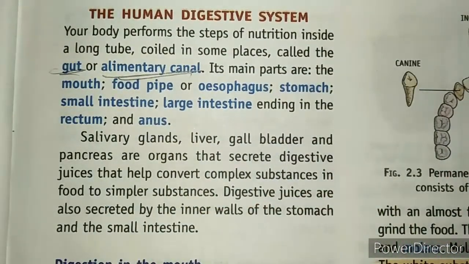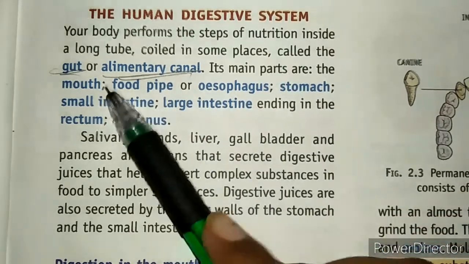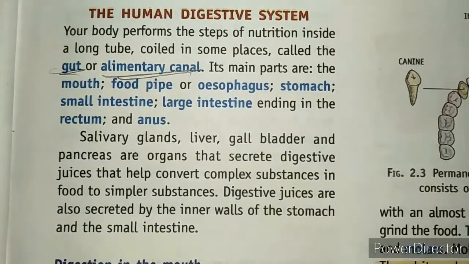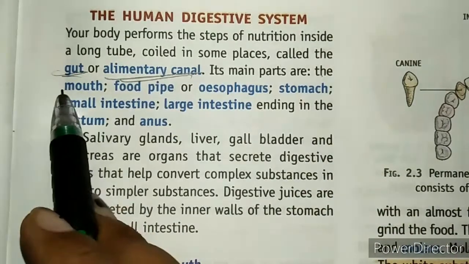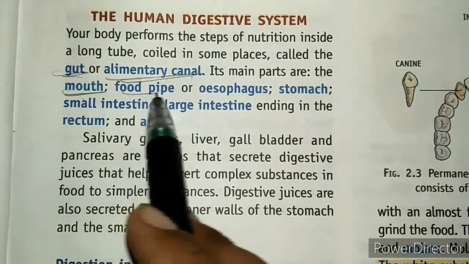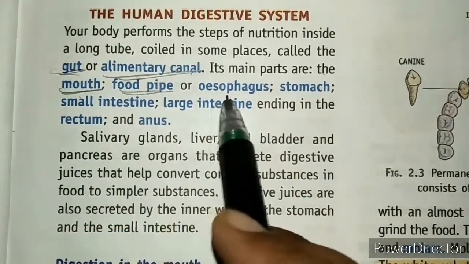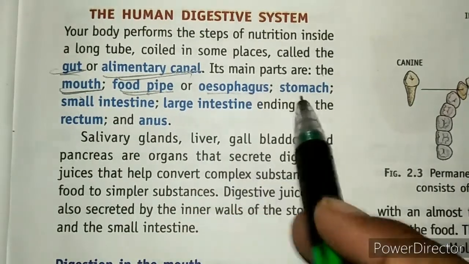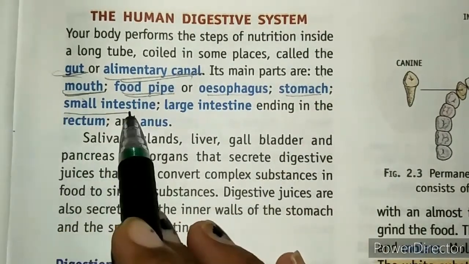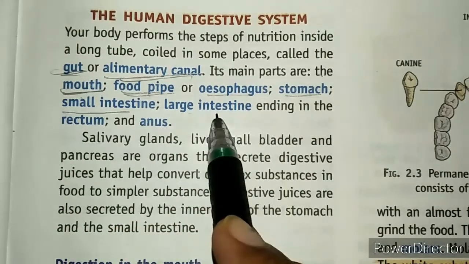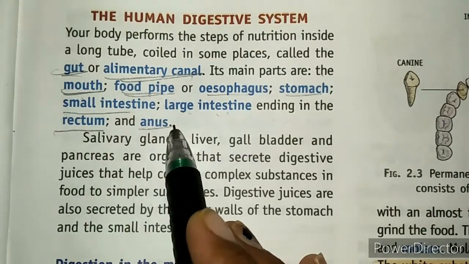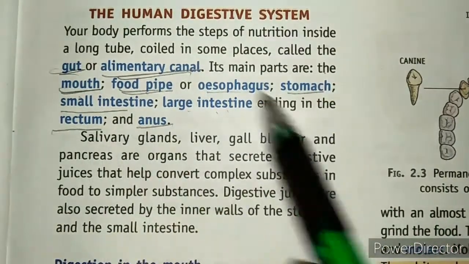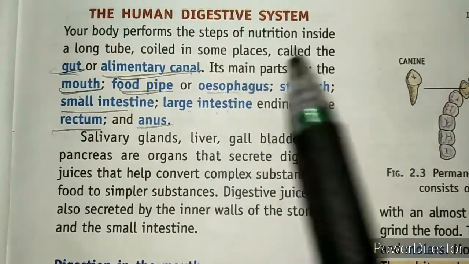This happens in a long tube called alimentary canal or gut, and it has some main parts. For example, the first one we have is mouth, and then food pipe, and another name of food pipe is esophagus, and then stomach, and then further small intestine, large intestine, and at the end we have rectum, afterwards anus. So these are the main parts of the human digestive system.